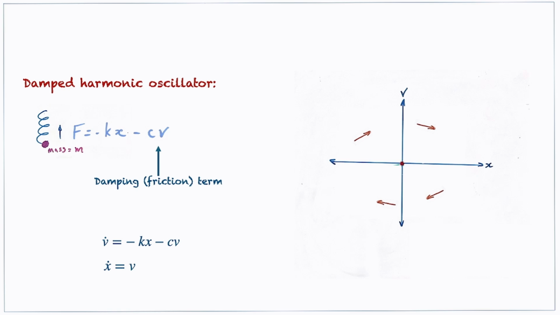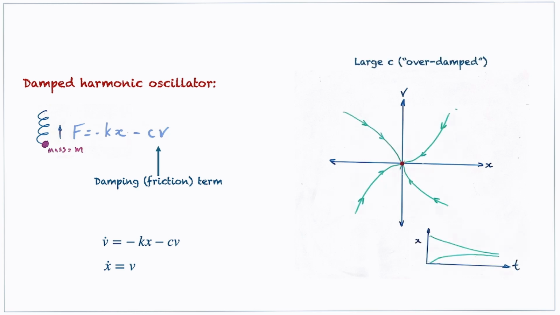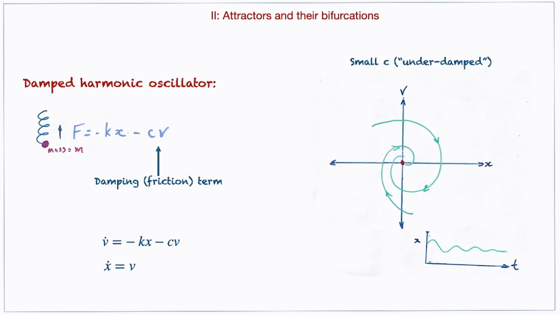Now we're going to have a damping or friction term according to the velocity. So this is a damped harmonic oscillator. And if the damping C is very strong, the vector field will contract pretty boringly to the origin, and this is called overdamped. If we make the damping weaker, we get this spiral inset to the attractor. This is underdamped. And now, beautifully, we've got an oscillation. So you need two dimensions to get oscillations because you can't wriggle around back and forth in one dimension.